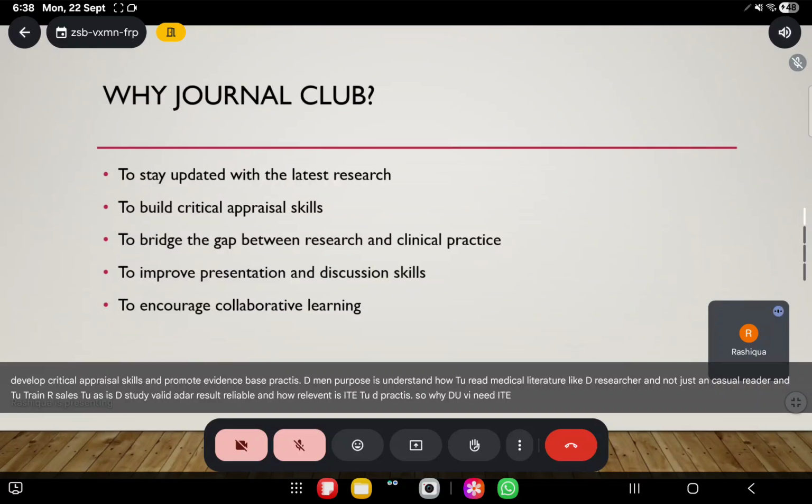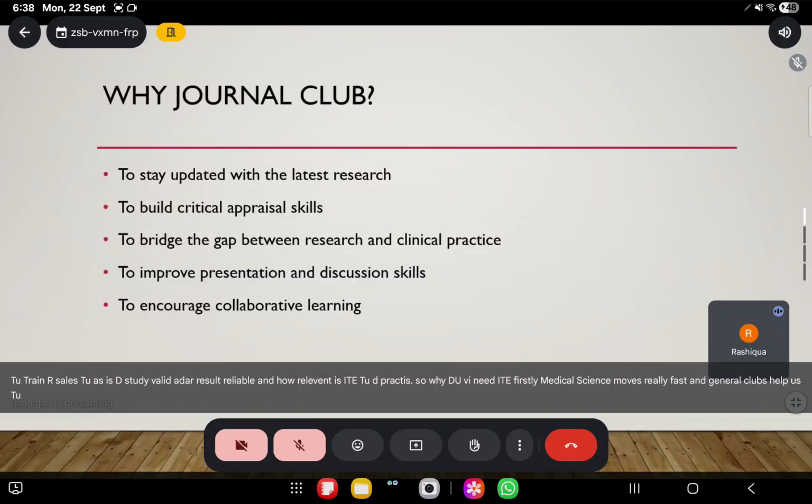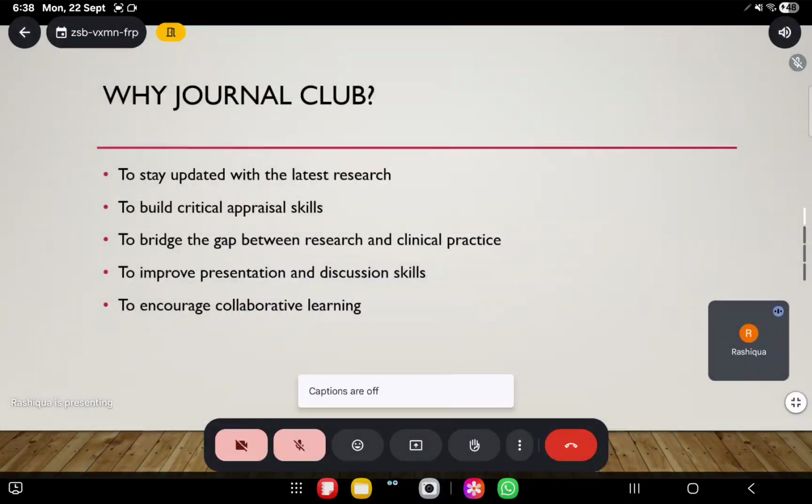So, why do we need it? Firstly, medical science moves really fast, and journal clubs help us to stay updated with the latest research without feeling overwhelmed. Secondly, they build critical appraisal skills. We learn not just to read a paper but to question it. Like, was the study really well designed? Are the conclusions really supported by the data? Thirdly, journal clubs help bridge the gap between research and clinical practice. Instead of just reading about findings in theory, we think about how they might impact patient care.